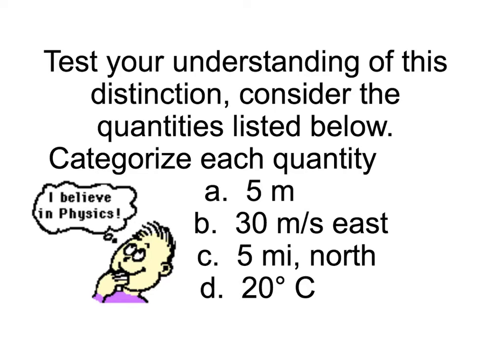So, test your understanding of this distinction. Consider the quantities listed below. Categorize each quantity. 5 meters. Is that going to be a vector or a scalar? 30 meters per second east. Vector or scalar? 5 miles north. Vector or scalar? 20 degrees Celsius. Vector or scalar? Scalar, vector, vector, scalar.